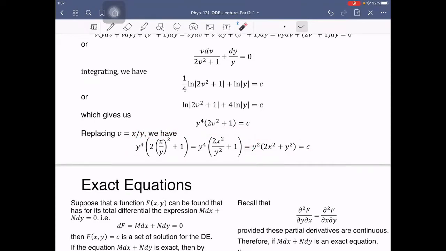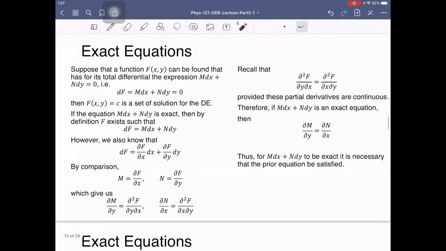So you have finally y squared times quantity 2x squared plus y squared is equal to c. So ito na yung nakuha nating solution. Okay? So yun. Now let's discuss naman yung tinatawag nating exact equations.